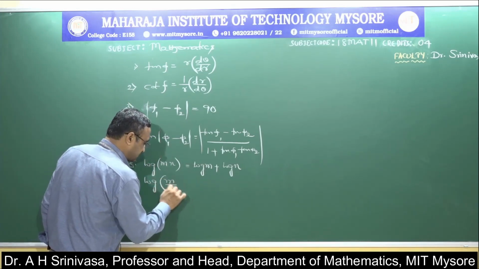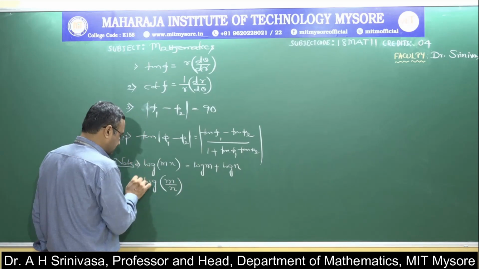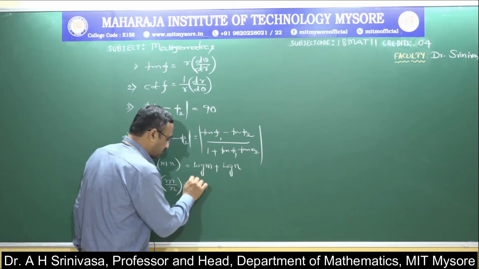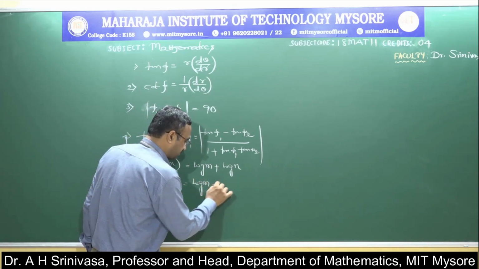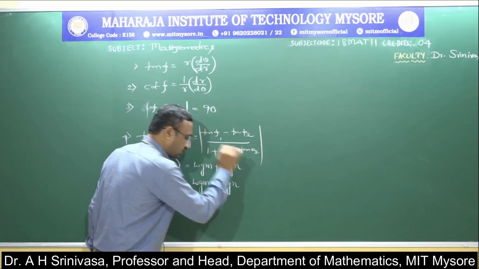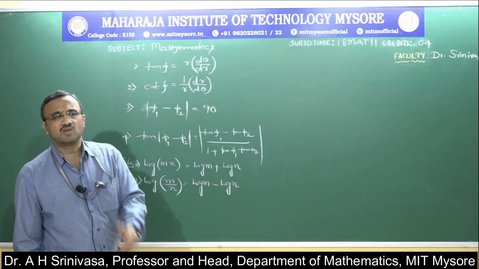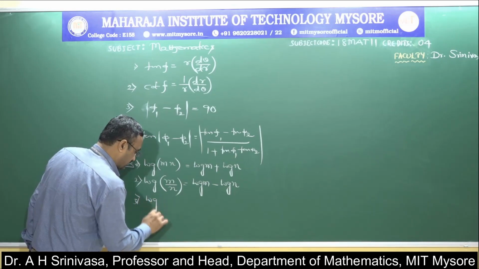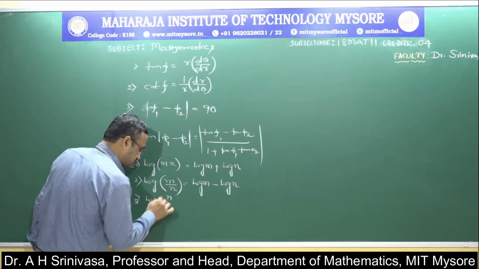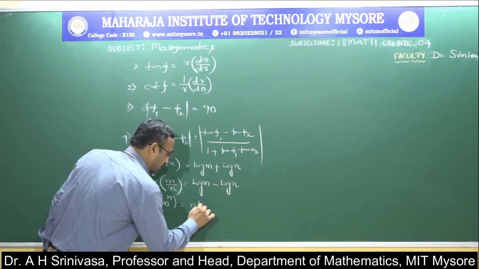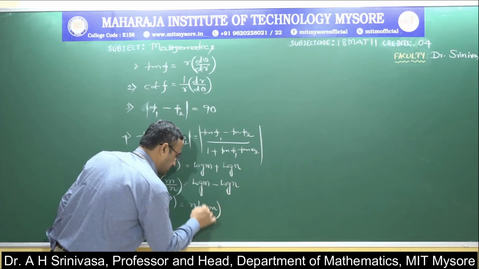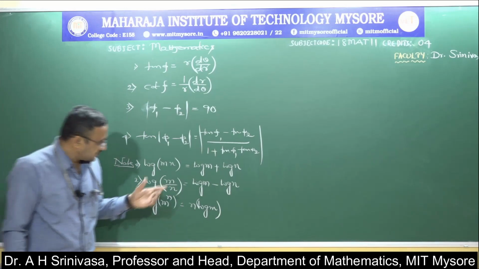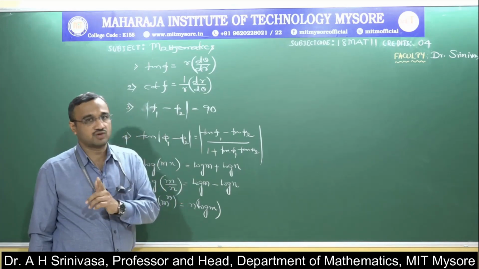The second case is the division form. If m by n is there, in that case you can use the formula log m minus log n. One more is the power form, log of m power n. You have to write it as n into the logarithm of m. So these are the three formulas we have to remember.